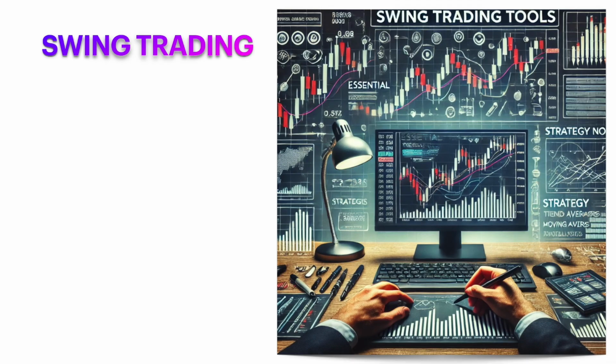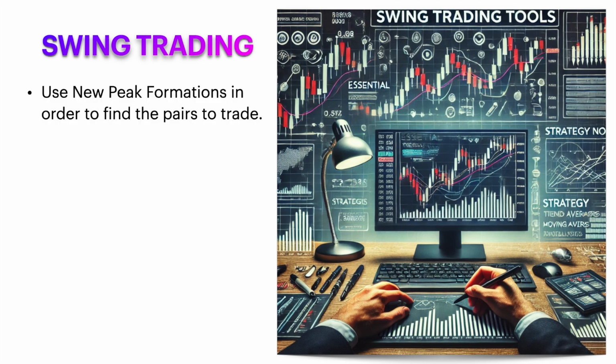So the first thing is we're going to make this very simple for you to follow as far as what you're going to do for swing trading. First thing is we're going to use new peak formations in order to find the pairs to trade. So with this swing trading strategy, all we're focused on is, number one, finding new peak formations. That's it. That's the first criteria: we're only worried about trading pairs with new peak formations.